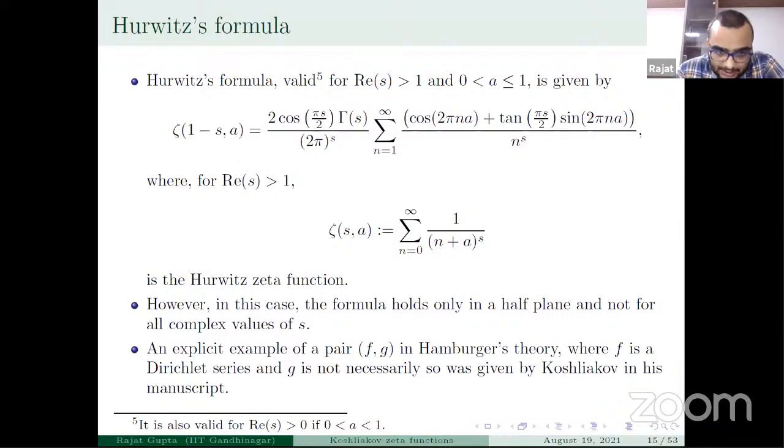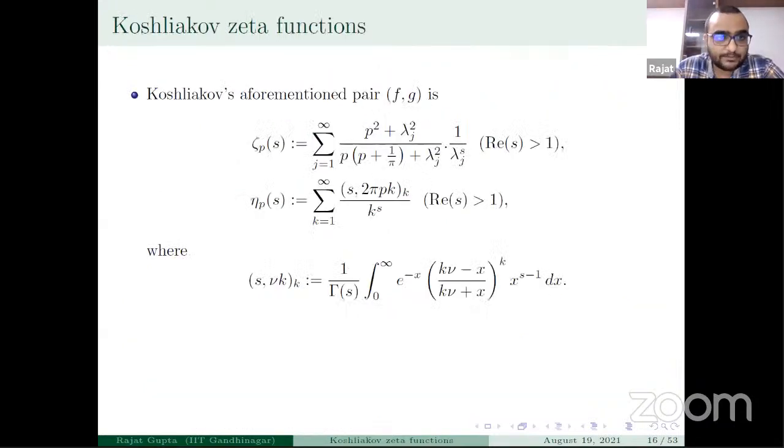So the explicit example of this pair for Hamburger's theory was given by Koshlikov in his manuscript. He started the manuscript by giving such a pair which satisfies Hamburger's theory. So these are the two zeta functions, and these are the aforementioned pair f and g. So f is defined by zeta p of s, which is a Dirichlet series, and eta p of s, which is not in general a Dirichlet series, because here you can see this constant is dependent on s. So zeta p is defined by this Dirichlet series, which is absolutely convergent for real part of s greater than 1.